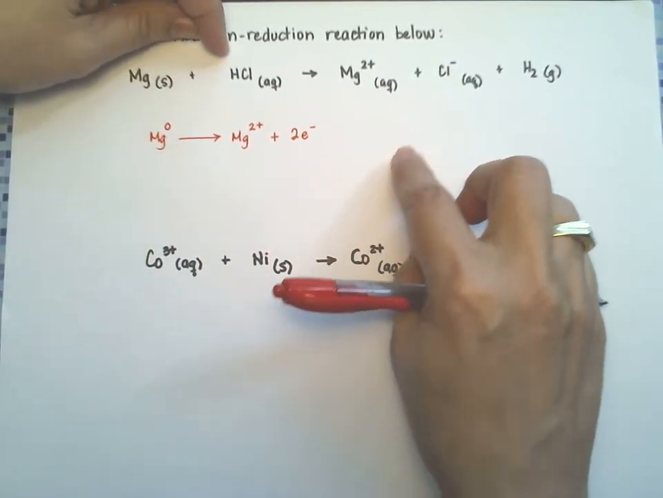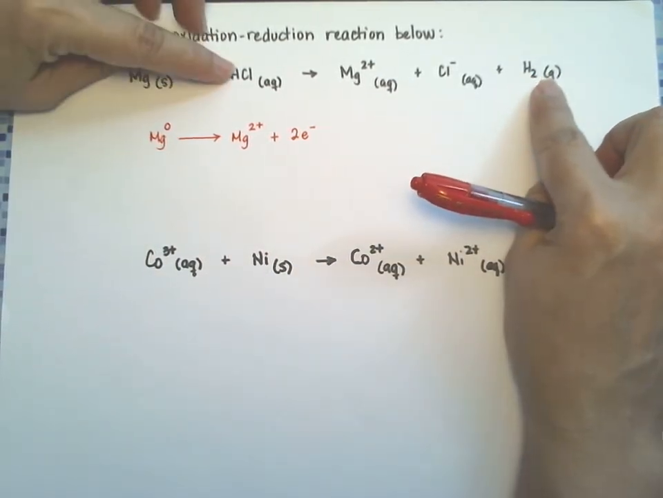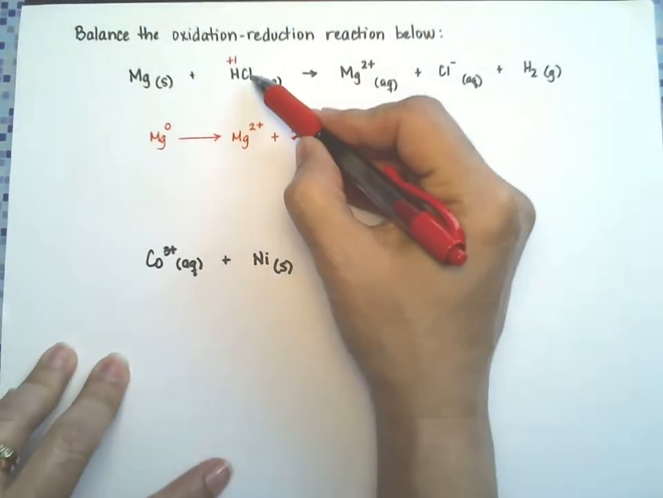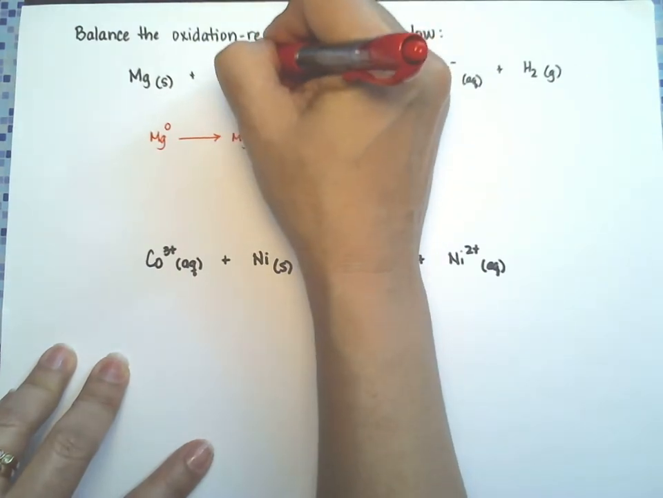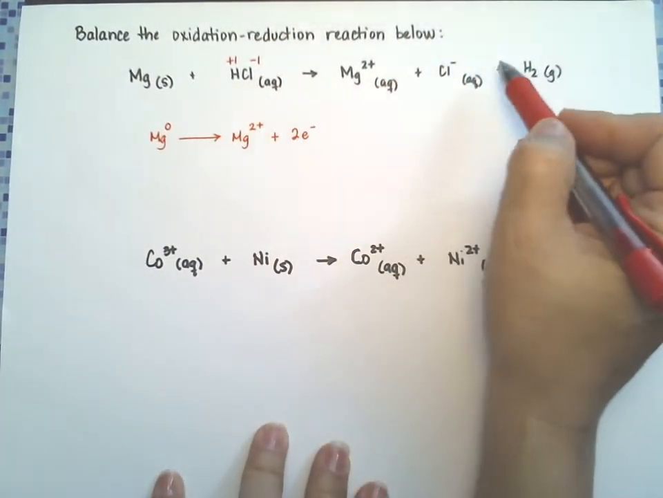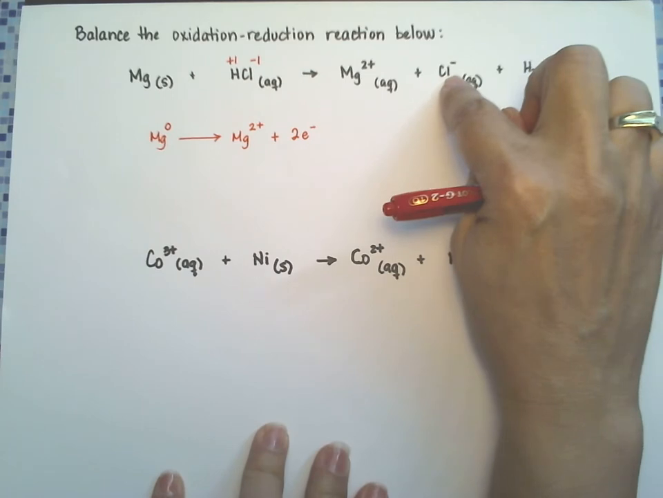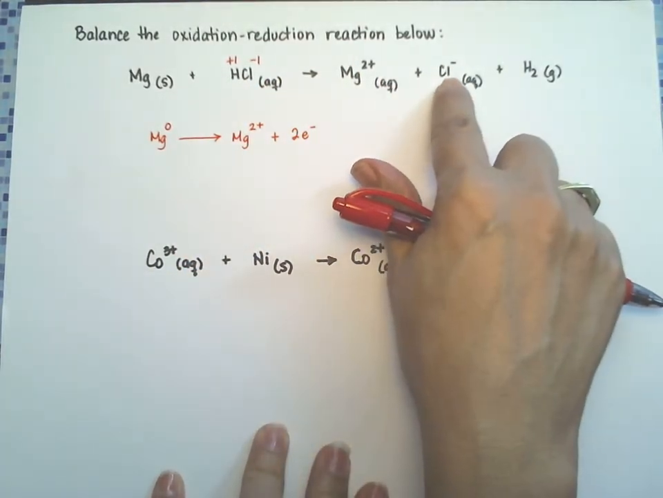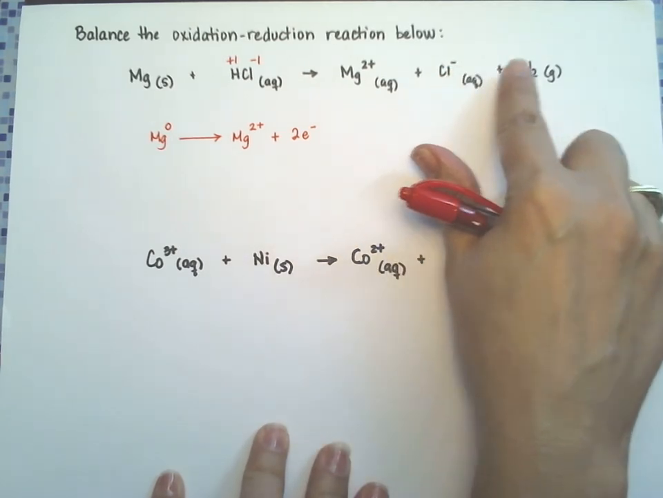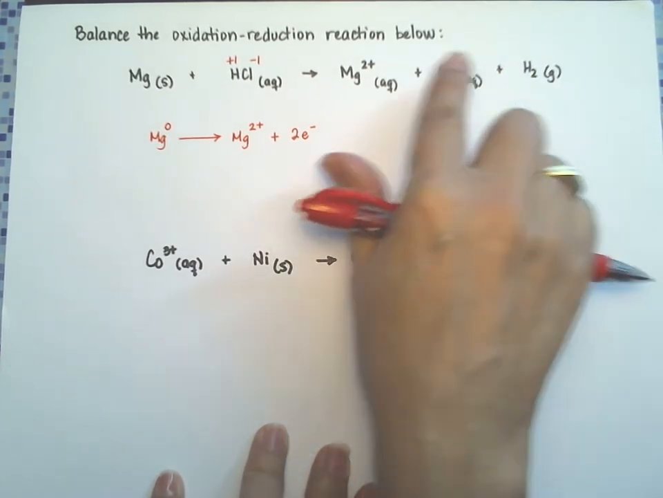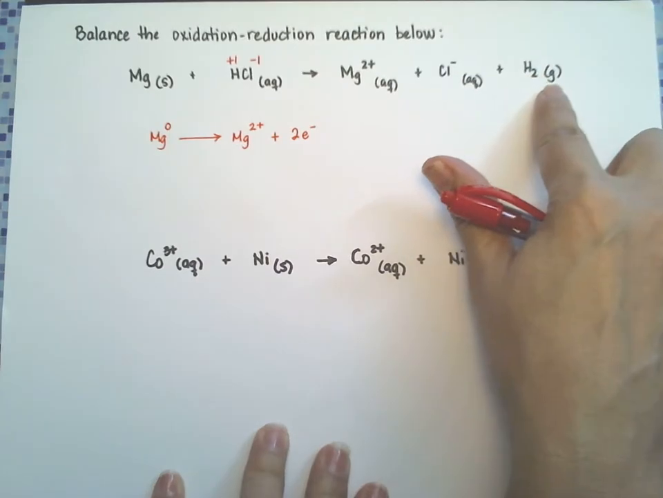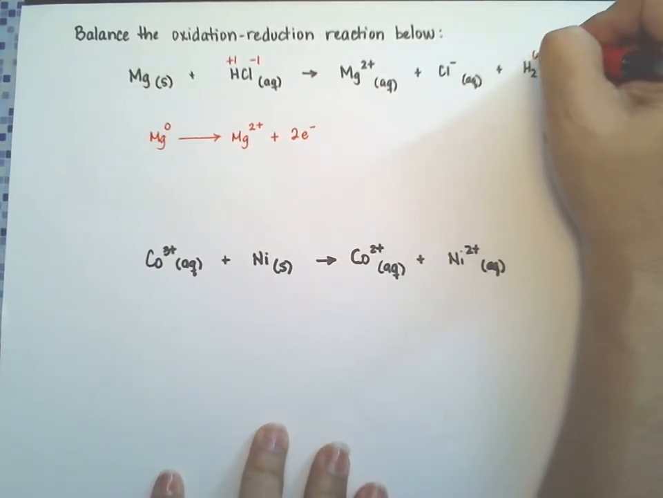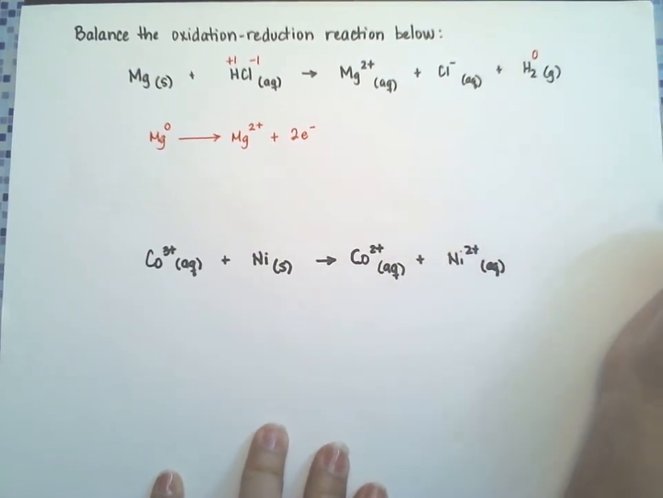In terms of what's happening in the rest of the reaction, this hydrogen right here is a +1. The chloride is a -1. Let's see what happened on the other side. The chloride did not change oxidation state. It was a -1, and in here it's still a -1. But the hydrogen did change. The hydrogen went from a +1 to hydrogen gas. This is the way you find hydrogen in nature. So the oxidation state of this hydrogen is a 0.